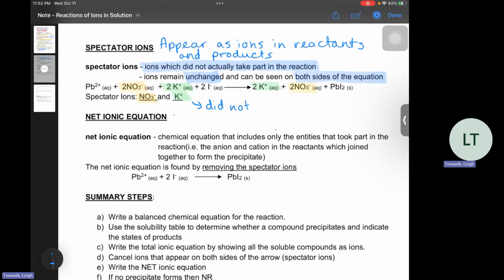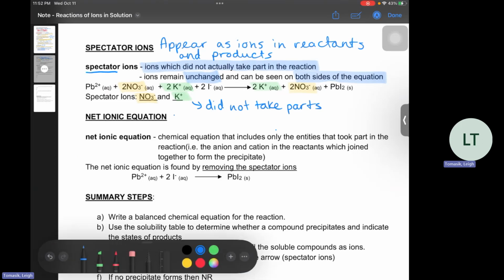The word spectator, you might know because we have spectator sports, right? So spectators are the people in the stands, right? They're just watching. They're not playing. Sometimes my dad thinks he plays for the Maple Leafs, but he just yells at the TV, right? So he is a spectator. He did not take part in the hockey game, although he insists otherwise.